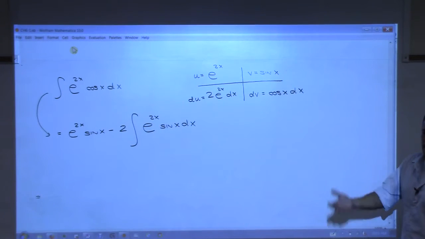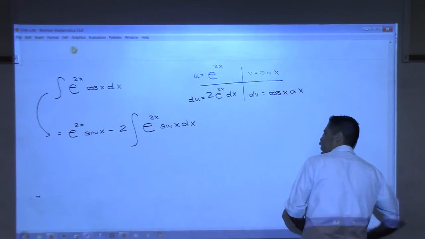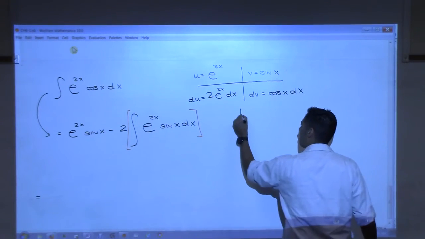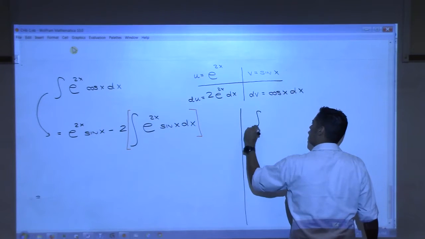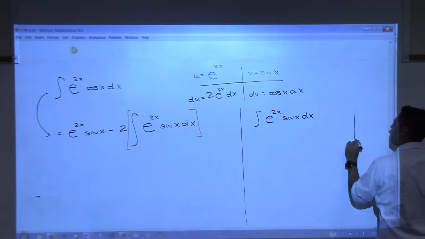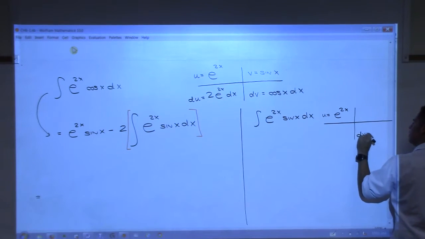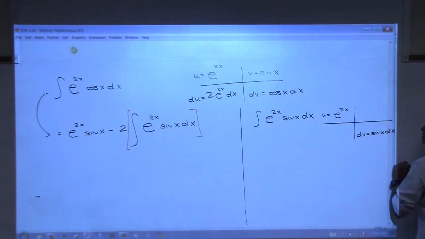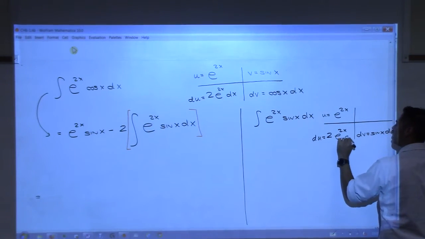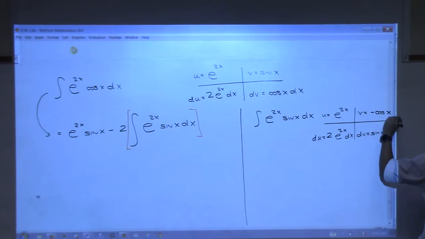All right, let's do it again. Let's just do integration by parts again on this one. Okay, so I'm going to step away from this. I'm going to do that over here on the side. Trying to do integral e to the 2x sine x dx. I do a little integration by parts table. u is e to the 2x, dv is sine x dx. du is 2e to the 2x again dx. And what's v? Negative cosine x. All right.